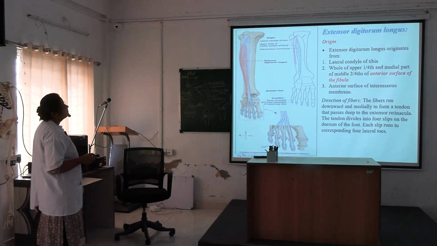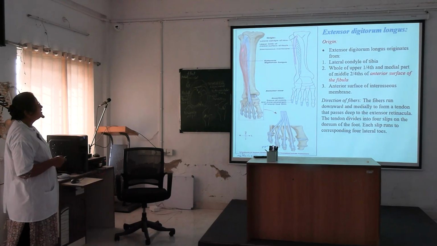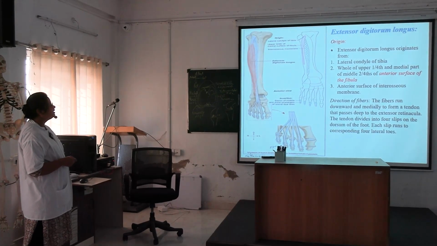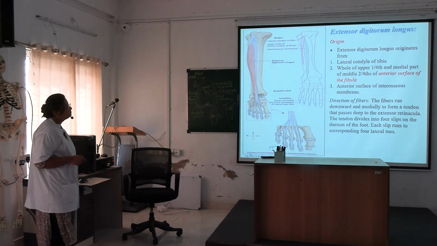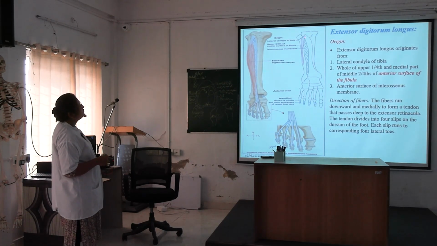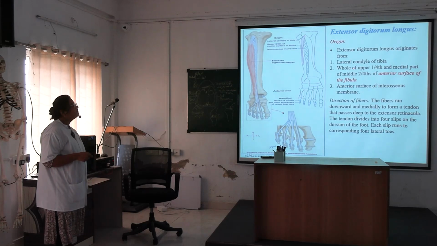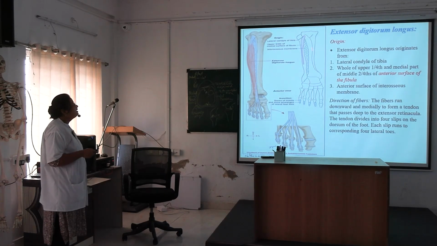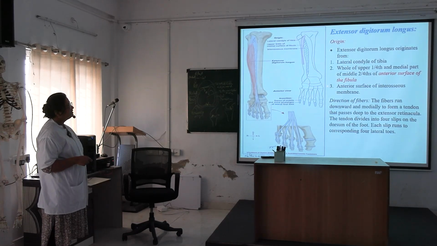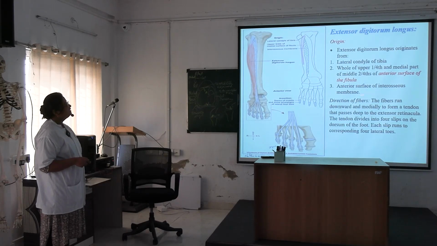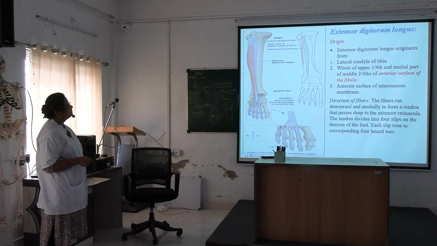Next, extensor digitorum longus. See, this large muscle is extensor digitorum longus. It is dividing into 4 tendons for the lateral 4 toes. Okay. So origin is from here. Extensor digitorum longus originates from lateral condyle of tibia here, whole of the upper 1/4 and medial part of middle 2/4 of anterior surface of fibula. Here anterior surface of fibula, anterior surface of interosseous membrane.